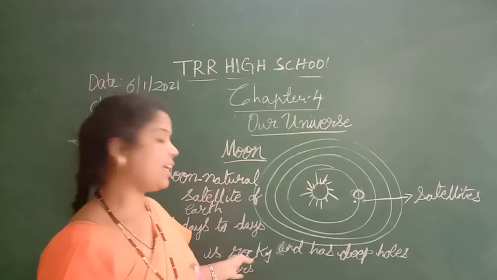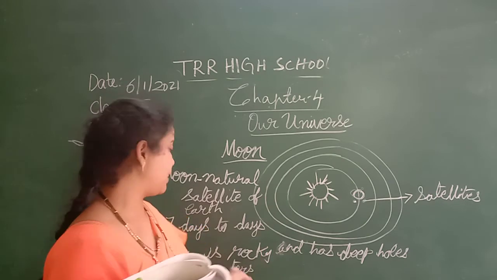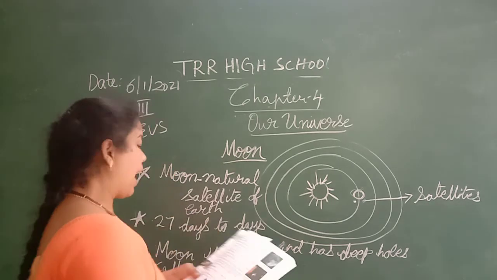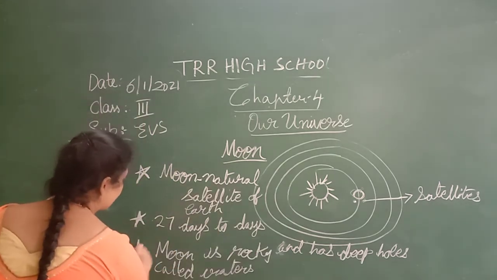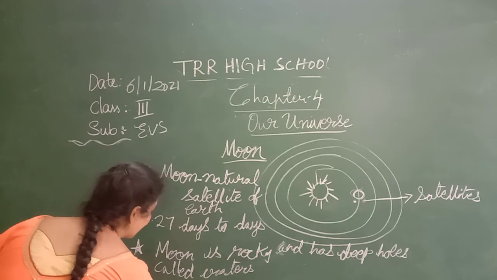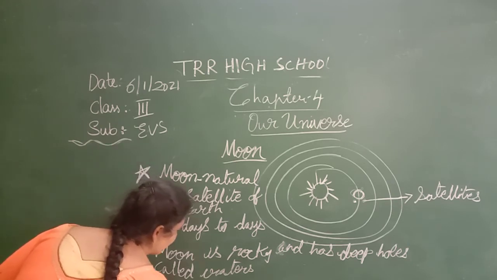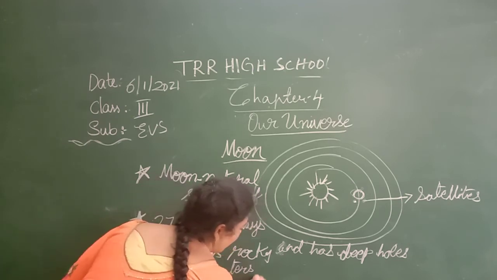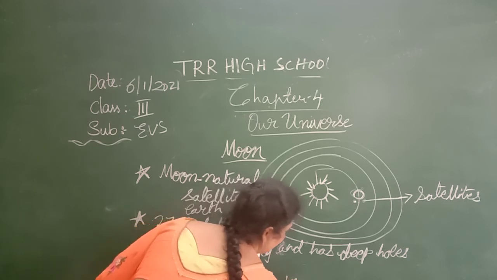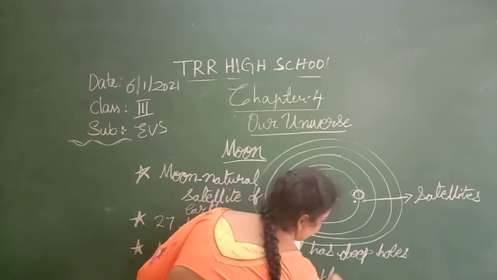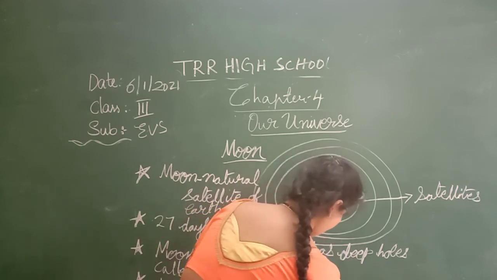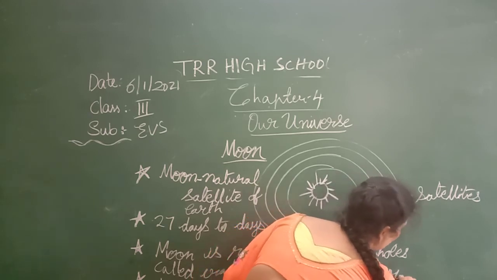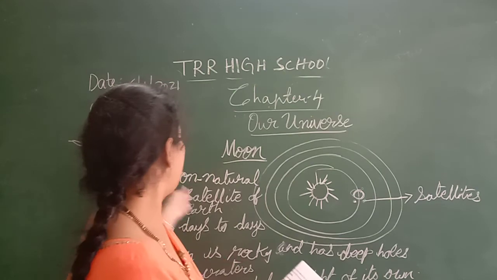The moon, as we see, is not as plain as it looks. The moon is rocky and has deep holes called craters. And one more point is that the moon does not have light of its own. You have to remember these points, which are very important.